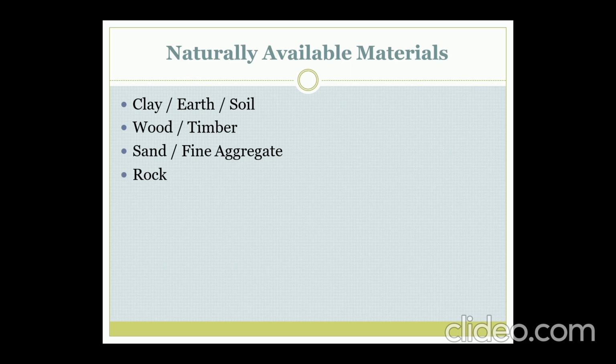First of all, we will be discussing the naturally available materials, that will be clay, earth, soil. We have three names for the same thing. In general, we call it soil. Then wood. In the civil engineering world, we call it timber, which is extensively used in the wooden framework, timber frames of doors, windows, and in the furniture world. Then we have sand, that is fine aggregate. Then we have rocks.